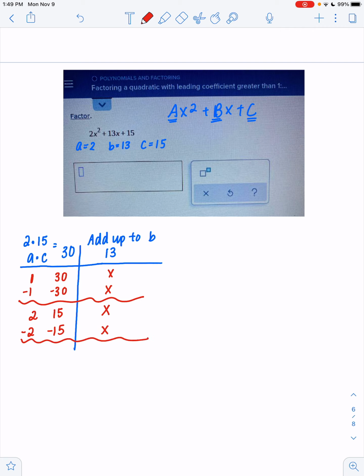All right, after 2 is 3. 3 goes into 30 10 times. 3 times 10 is 30. 3 plus 10 is 13. So I got the numbers that work.